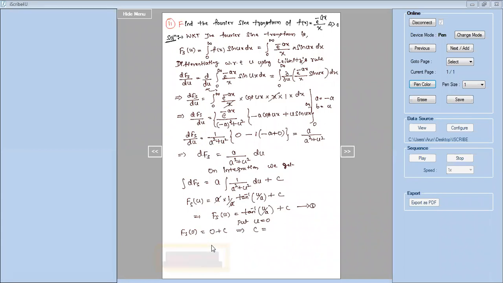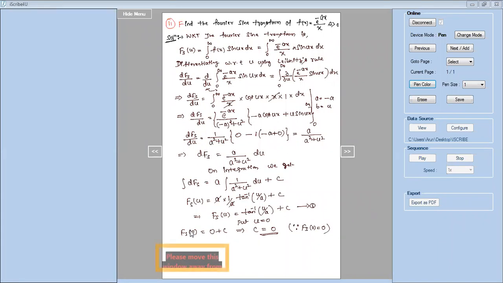See here, just observe this integral. Fs of u is equal to this. If I put u equal to 0 here, Fs of 0 is the integral from 0 to infinity of e power minus ax by x into sine 0. So u equal to 0 you put in the Fs formula. Sine 0 is 0, so 0 into this entire thing becomes 0. Therefore Fs of 0 becomes 0. So I'll write c equals Fs of 0, that is 0, because Fs of 0 is equal to 0.